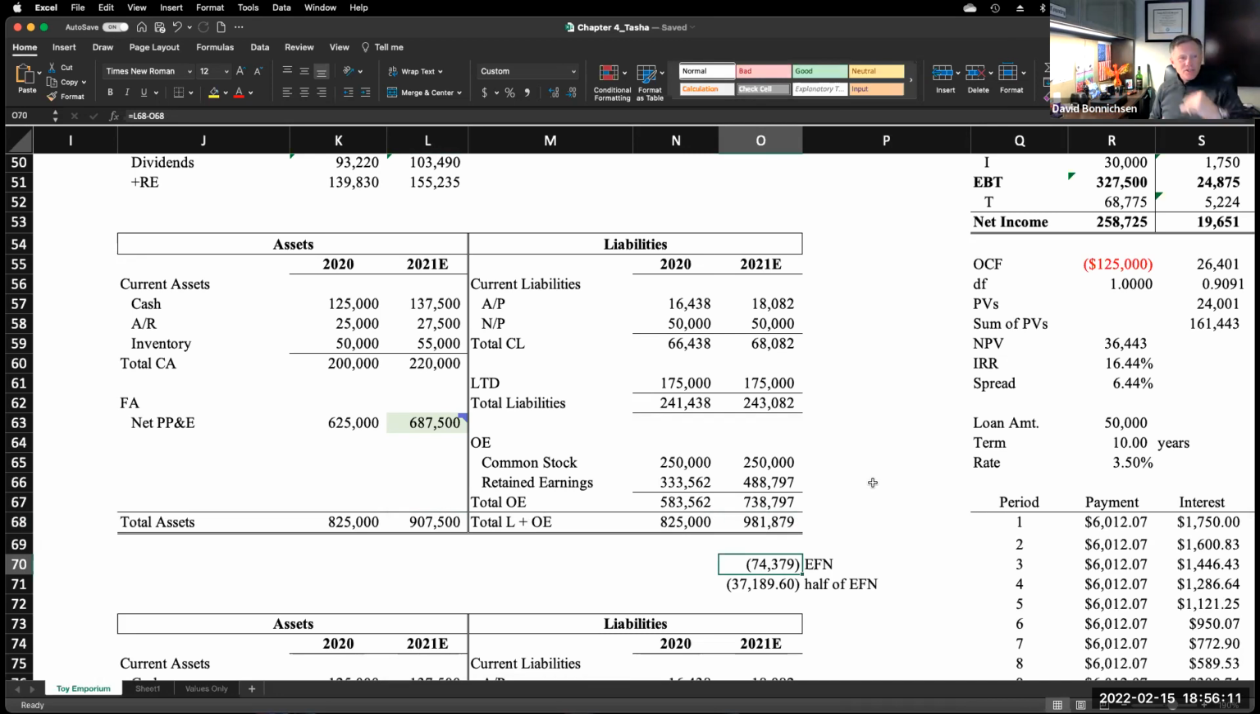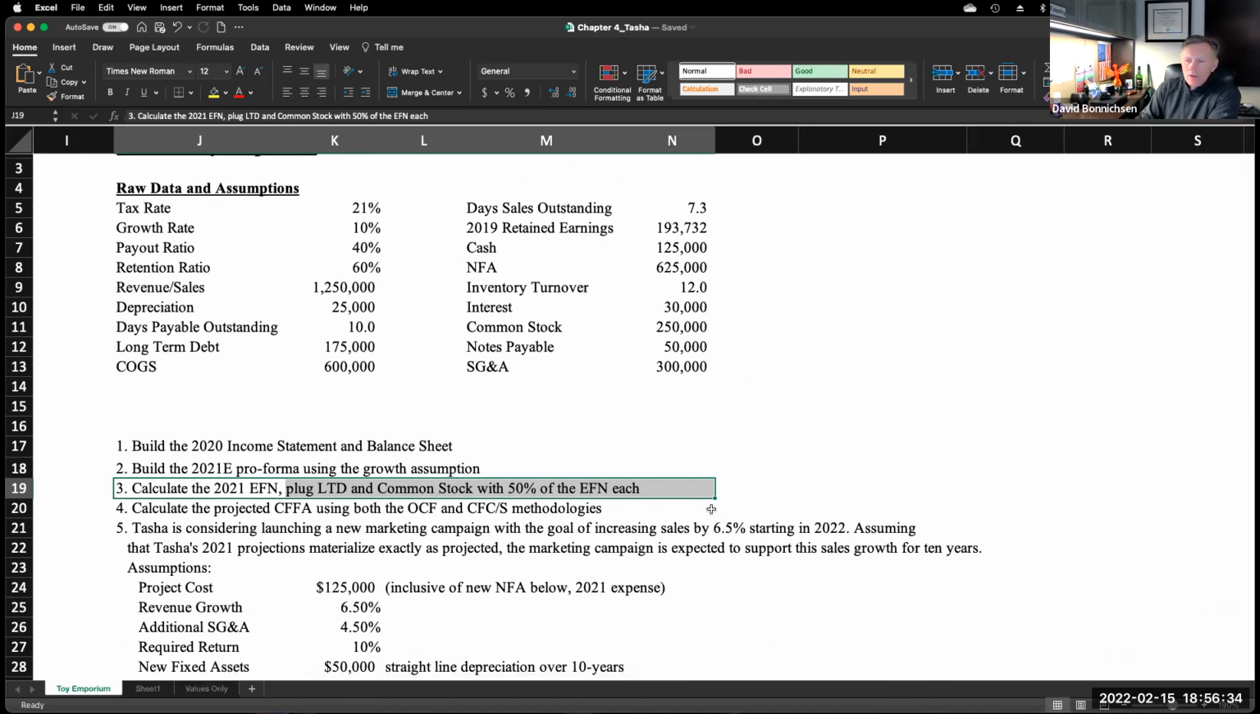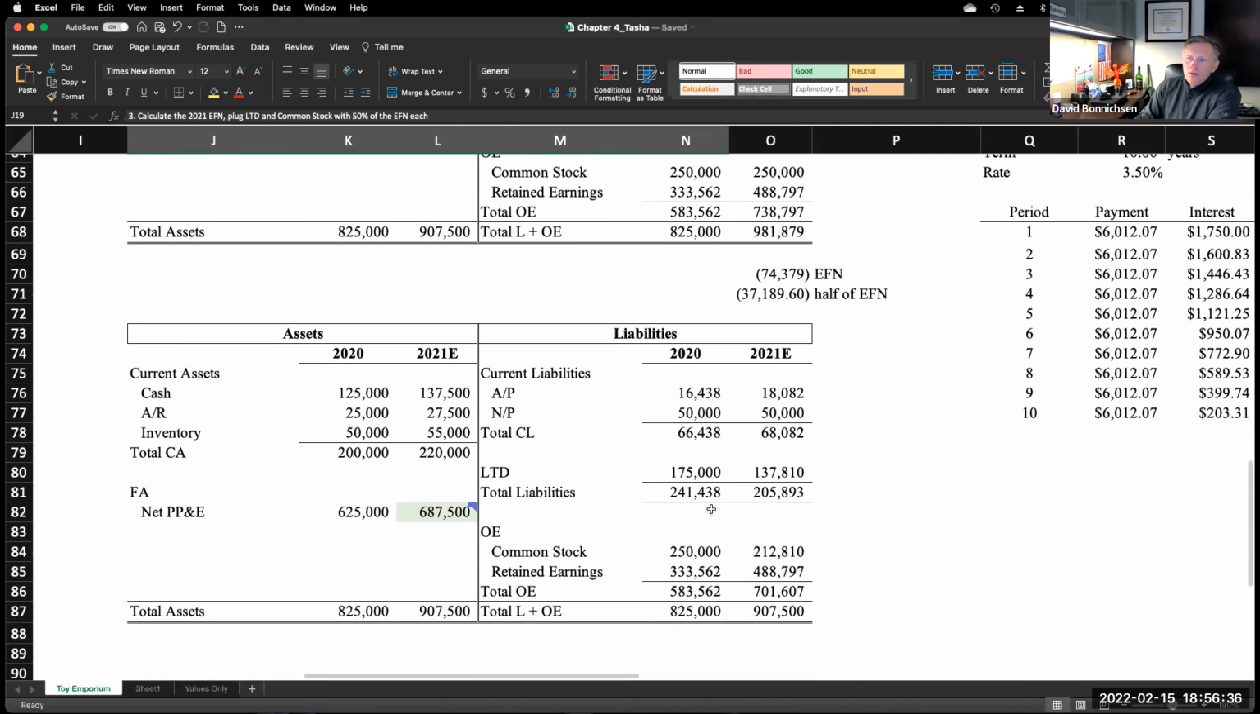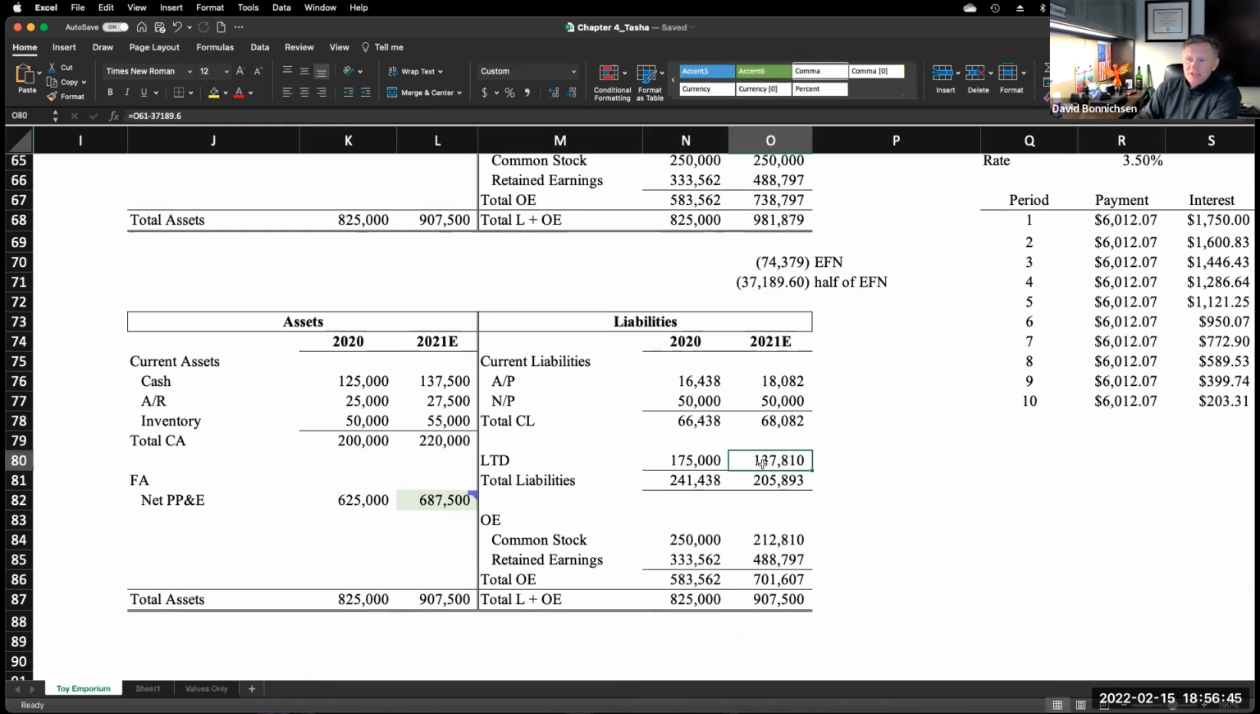And then the case tells us how to handle the EFN. Where do we plug it? In the case, it tells us to plug long-term debt and common stock with 50% of the EFN each. So we take the EFN, we split it in half, we plug this number to long-term debt, we take the exact same number and plug it to common stock, and now we are in balance.